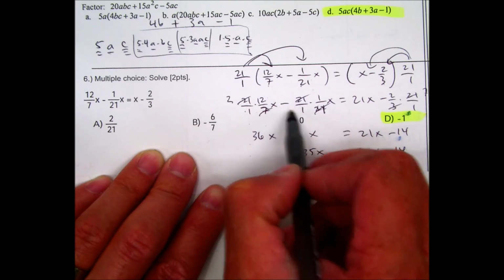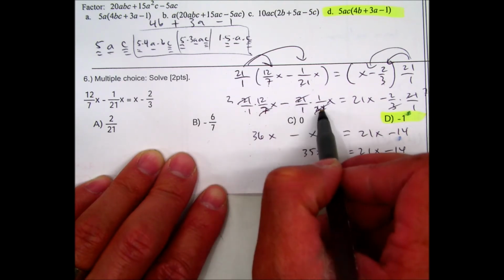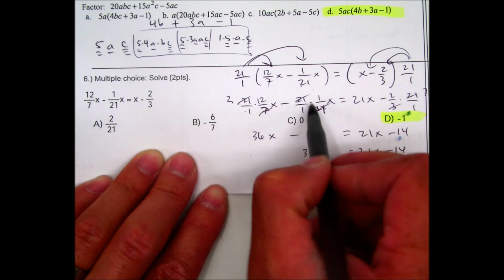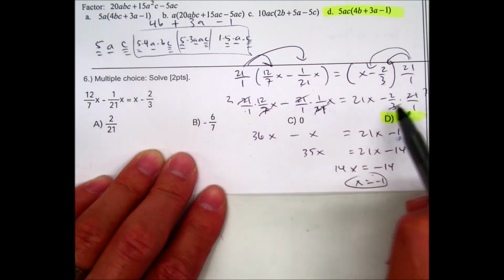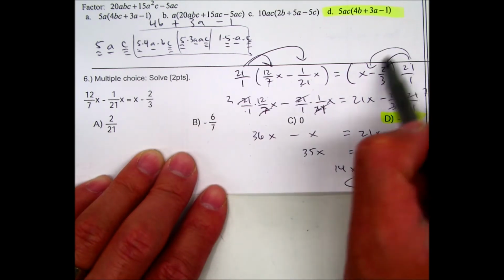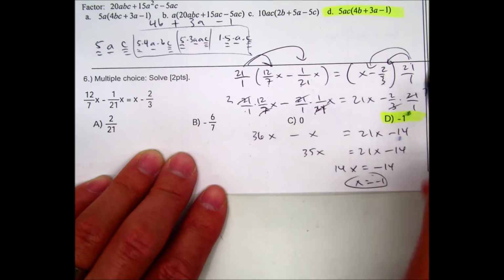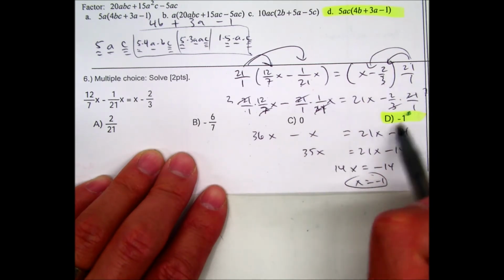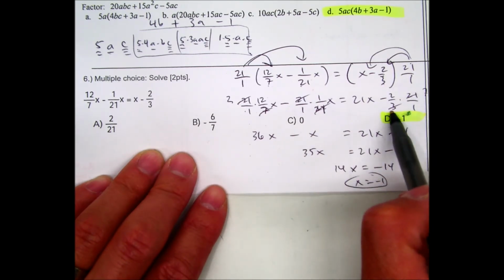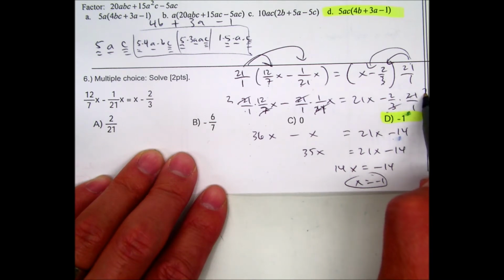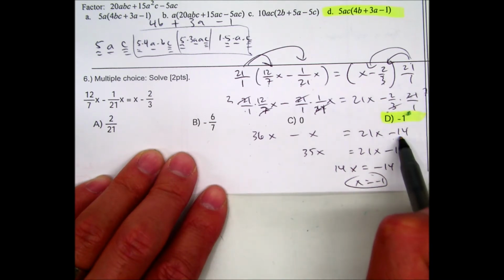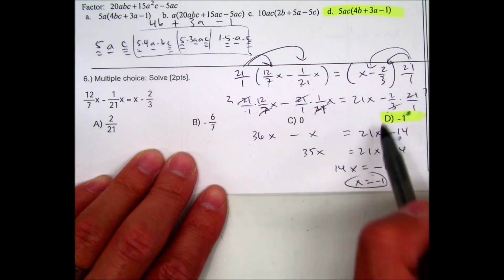36x. 21 times 1 over 21, that just cancels and they equal 1, right? Negative 1 or negative x. Over here, I'm going to do the same thing, distribute that 21 times negative 2/3, and you're going to get negative 14. 3 goes into 21 7 times, it crosses off, put a 7 there, and you multiply the 2, right?